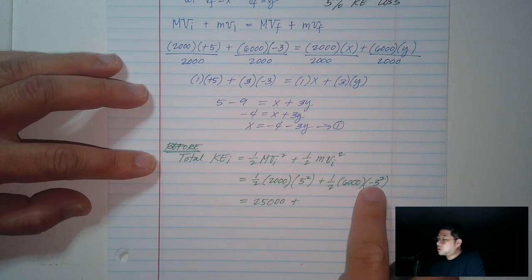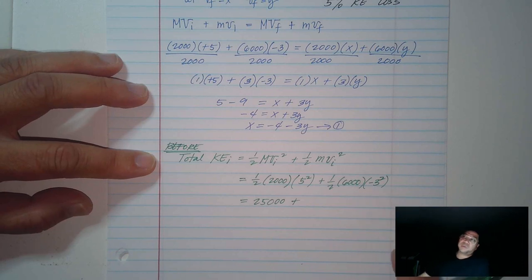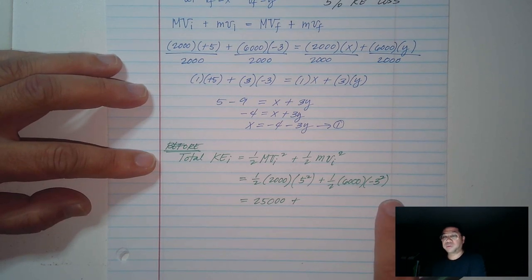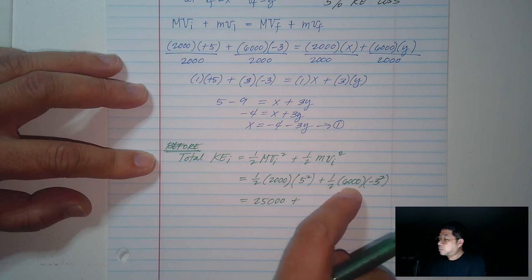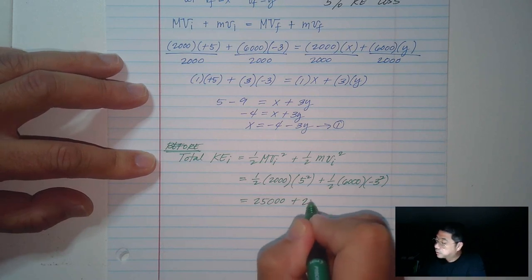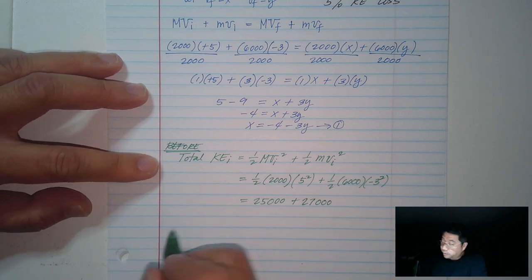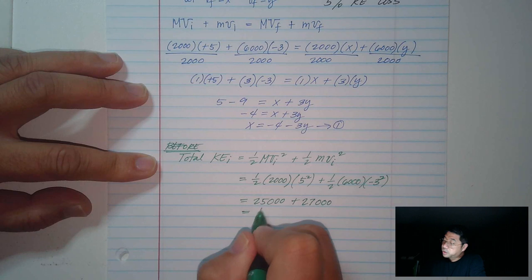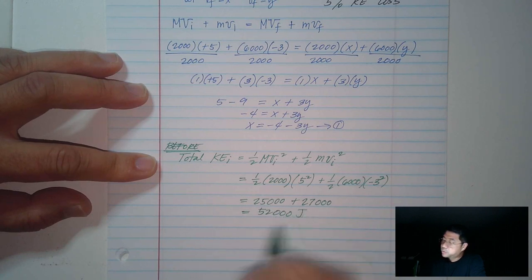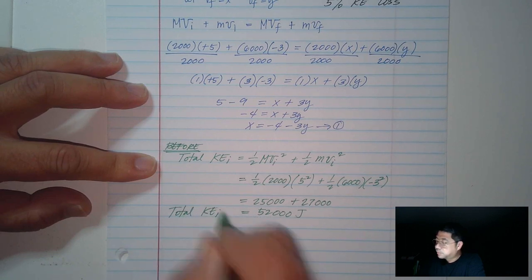Right here, we must look carefully at this negative 3, because if you square a negative value it changes into positive, since negative times negative is positive. So that's 9 times 6,000 divided by 2, which gives us 27,000. By adding these two, we have a total kinetic energy before collision of 52,000 joules. So that is the total initial kinetic energy.